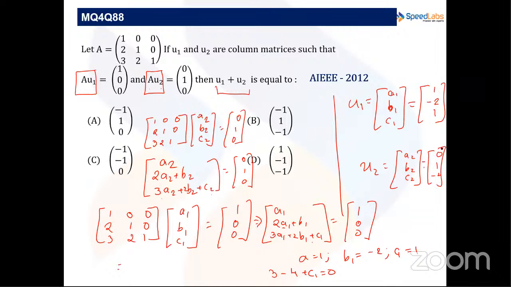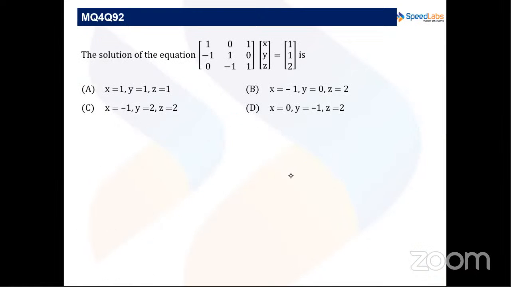So on adding, 1 plus 0 we'll be getting 1. So u1 plus u2 gives you 1 minus 1, and 1 minus 2 minus 1. So the correct option is D. So our answer is D. That's good. Moving to the next question.